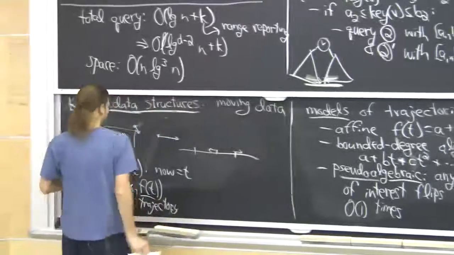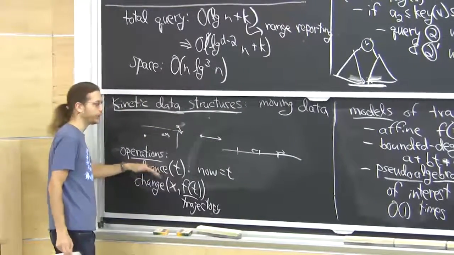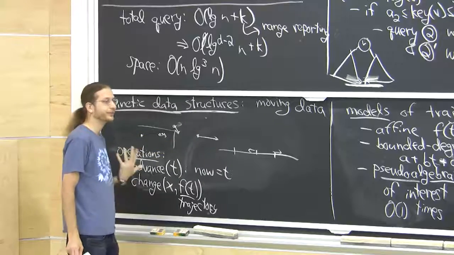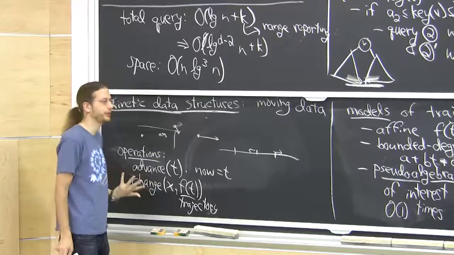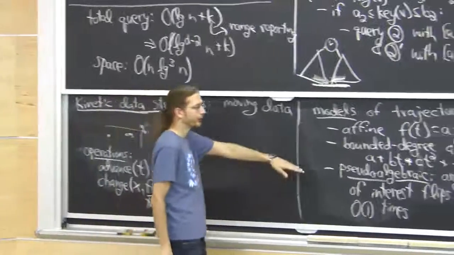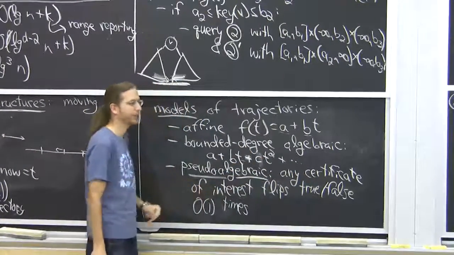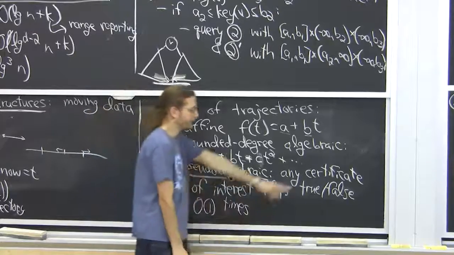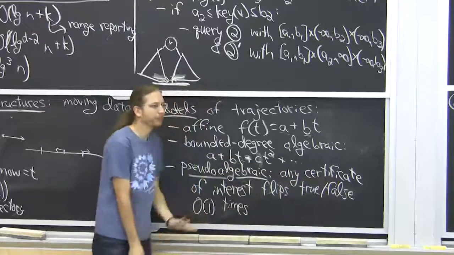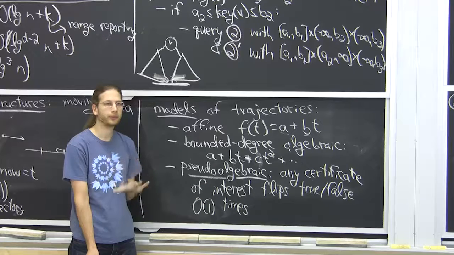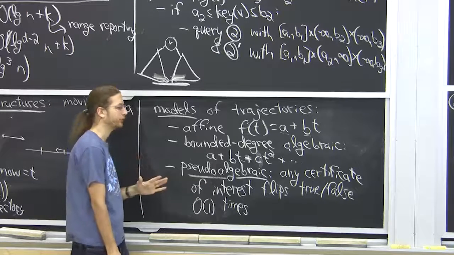So we would like to bound the cost of this advance operation. What we'd like is that when we advance time a large amount, stuff doesn't change a crazy number of times. And pseudo-algebraic says that if you look at anything you care about, call this a certificate of interest. We'll be talking a lot about certificates today. A certificate is something like, is this point left of that point? It's a Boolean question about the moving points. It's either true or false.